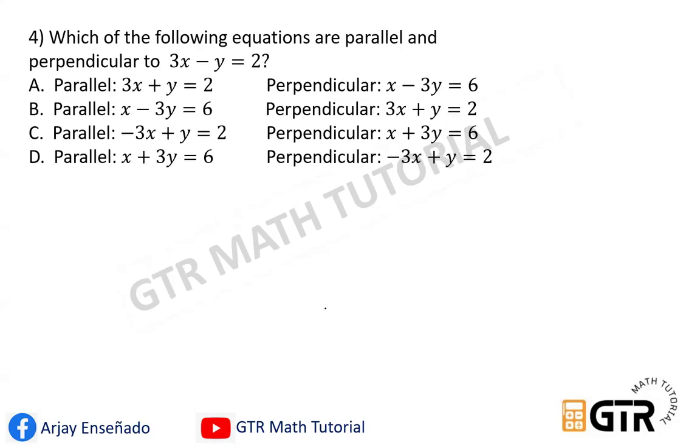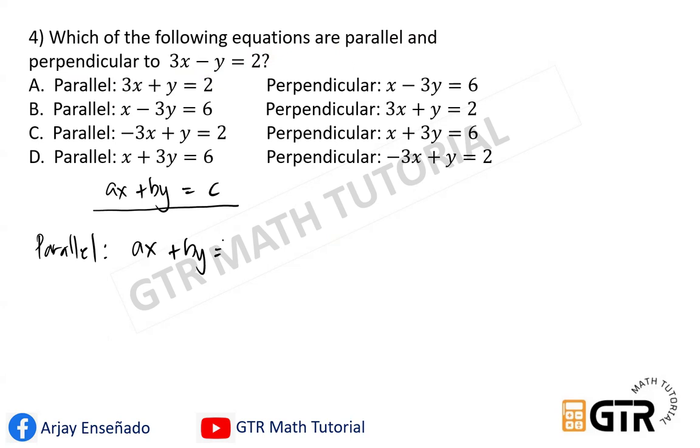Next, number 4. Which of the following equations are parallel and perpendicular to 3x minus y equals 2? If we have the equation ax plus by equals c, the equation of the lines parallel to this is ax plus by equals any number, let's say k. If they have the same ax and by and then equal another number other than these two, then the equations are parallel.